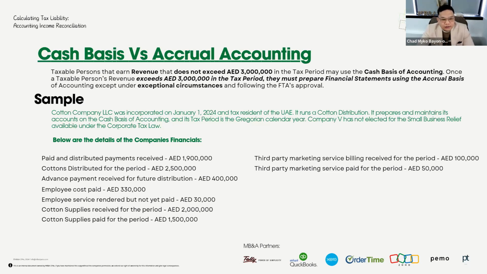Okay. So these are the transactions. They have paid and distributed payments received amounting to 1,900,000. They have cottons distributed for the period of around 2.5 million. And they have advance payment received for future distributions of 400,000. And then they have paid for employee of 330,000. And then employee service rendered but not yet paid for 30,000.